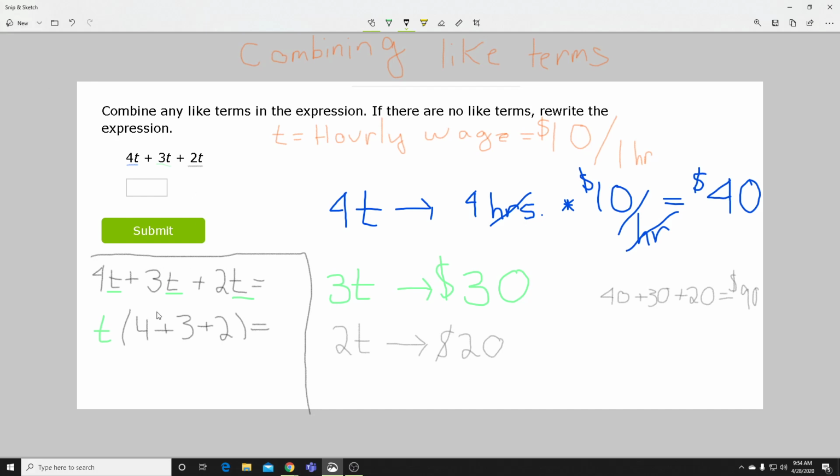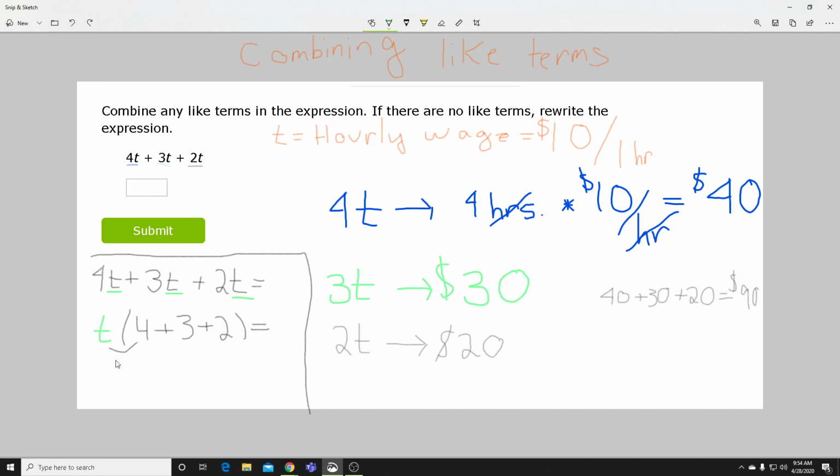So again, what we're doing, if you wanted to undo this and go back to where you started, you would multiply t times 4. That would give you 4t. T times 3 would give you 3t. Plus 2 times t would give you 2t here. So that would be if you wanted to undo it. But we don't want to do that.